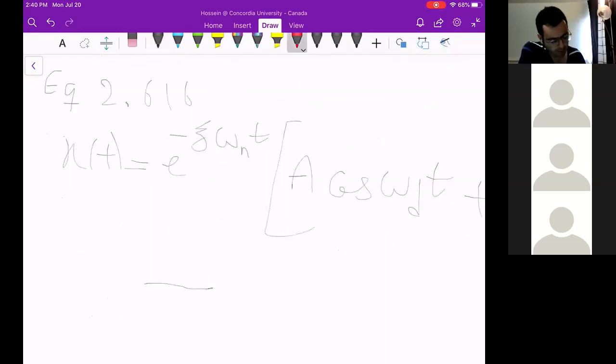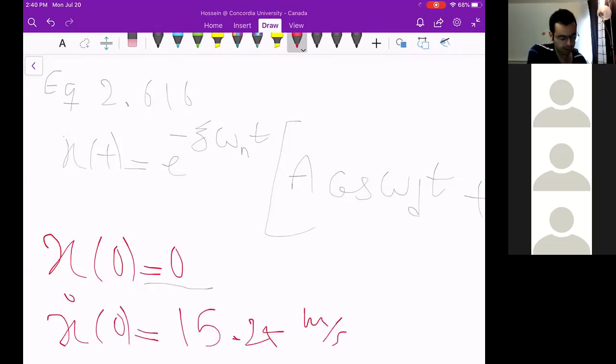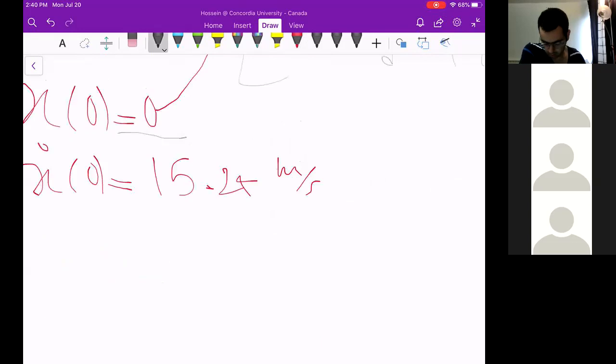From the information given to you, you have to understand that x of 0, these are very important. x of 0 is 0 because there's an impact, and the initial velocity is directly given to you as 15.24 meters per second. You just plug in. Displacement at time 0 is 0, so you put t equal to 0 in all terms. By solving this, you will obtain a as 0.